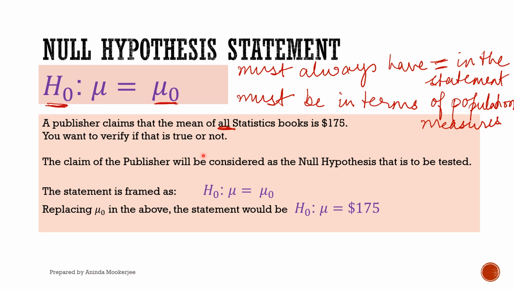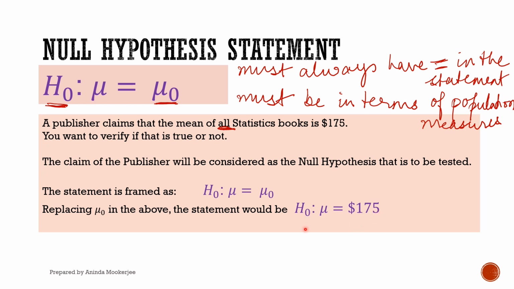So when we want to verify, that means we are questioning it, we are contesting it, and the way to state the null hypothesis would be H sub 0 colon mu equals mu sub 0. Now for this specific problem, because we have a value for what the population mean is for the null hypothesis, 175, we replace the mu sub 0 with 175. So for this particular example, we should write it as H sub 0 colon mu equals 175.